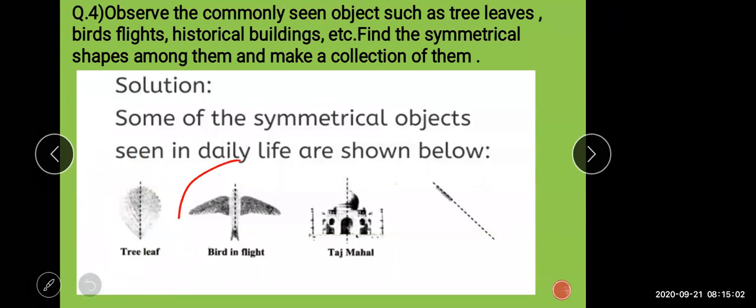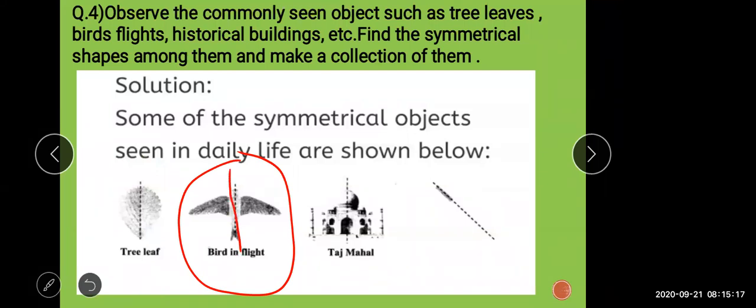Now the second, bird. A bird in flight. So when we see it from the side, we can also observe its two parts. Find the symmetry. Look at here, this bird has exactly two similar parts of similar size.